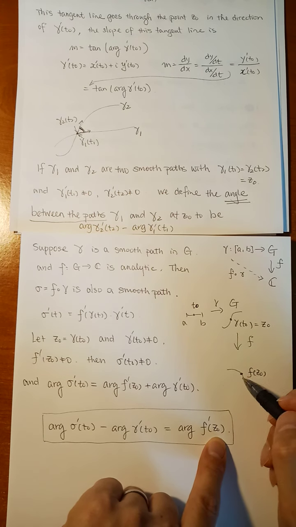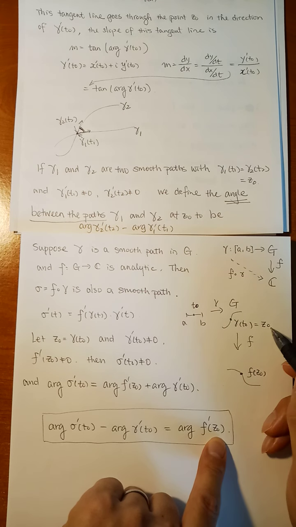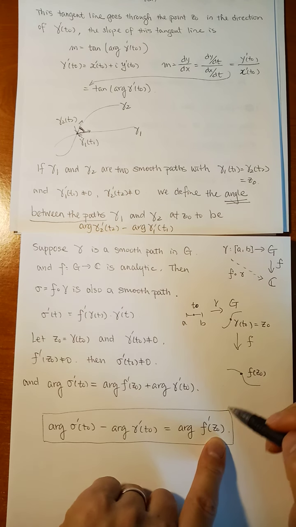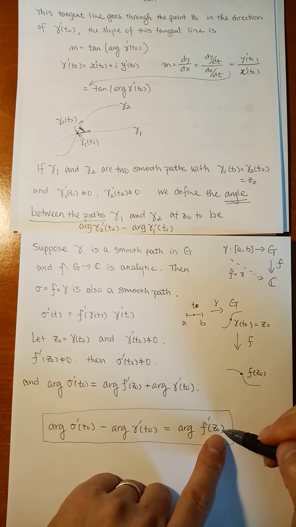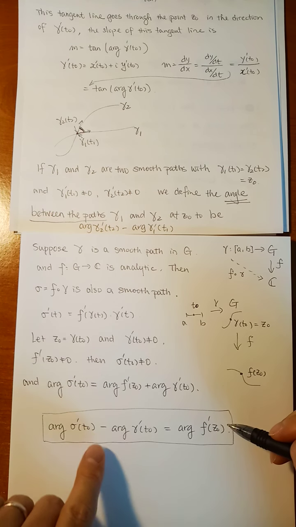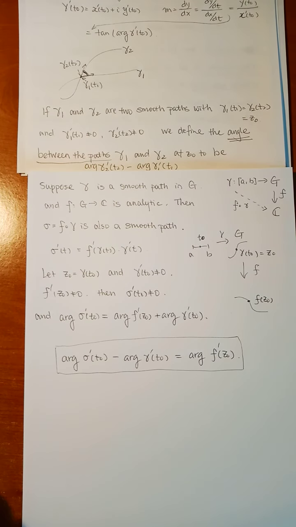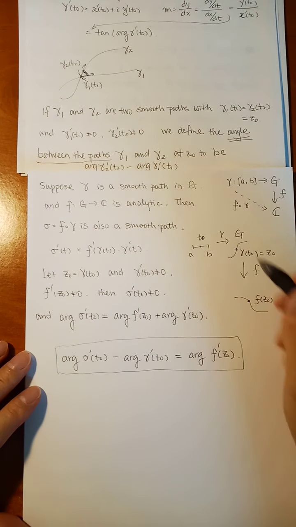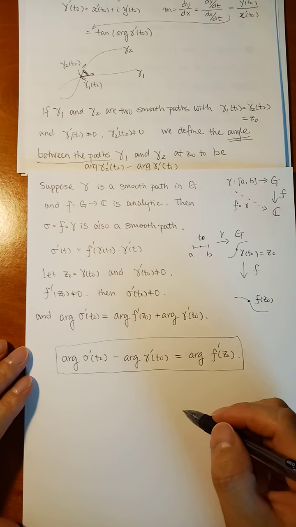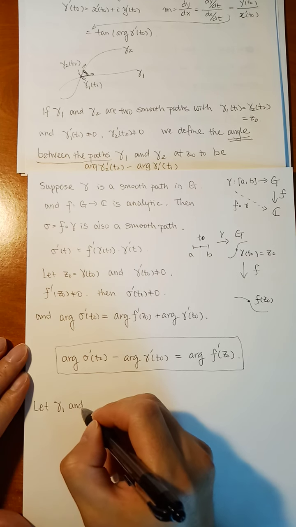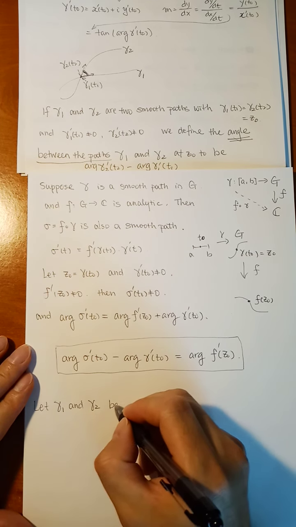There are many paths through this z0, and possibly you can call this w0, whatever. This information only depends on f and its derivative. So it's fixed, independent of those pairs of curves. So now let's see. Here we have one version, a one-step version. Let's see another version. Let gamma 1 and gamma 2 be smooth paths.